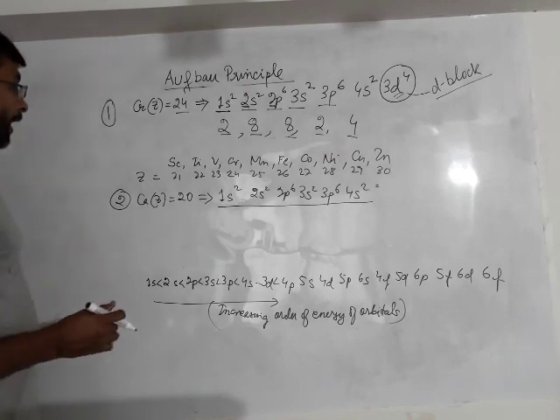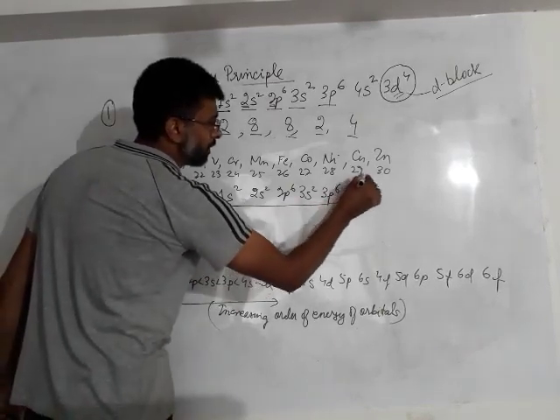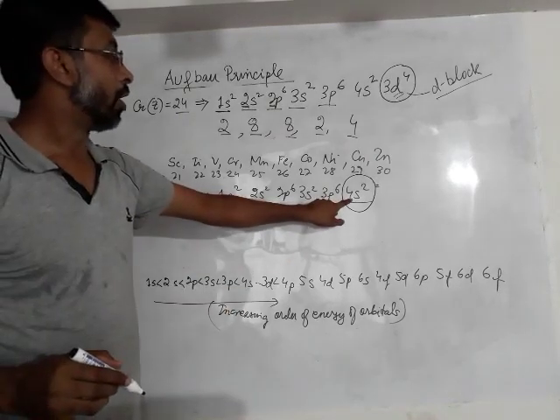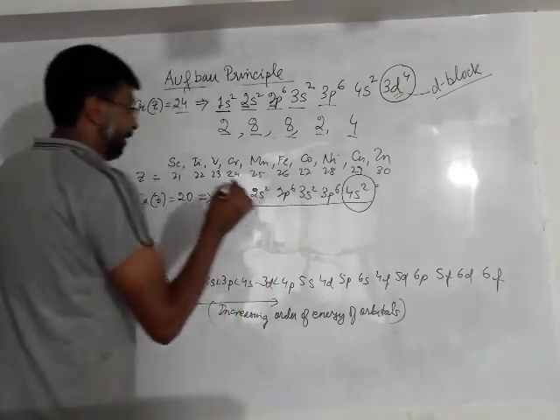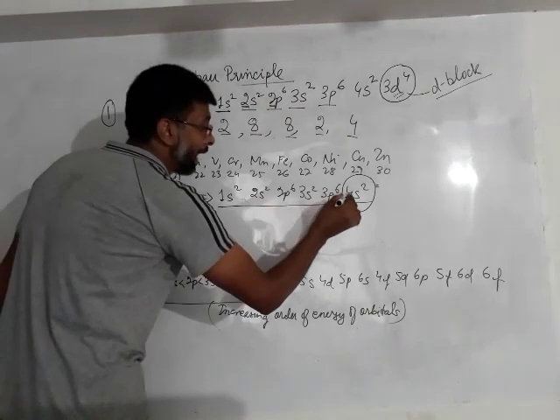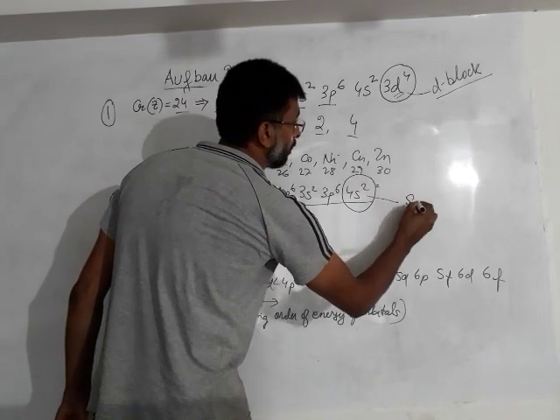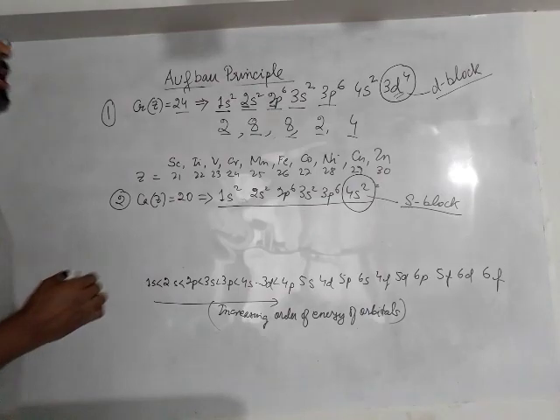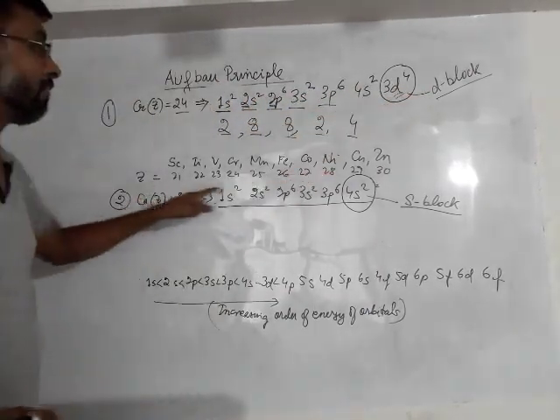Now if you look at the last shell of calcium, it is the 4s orbital, the s subshell. The last 2 electrons of calcium are entering the s orbital. That is why calcium belongs to the s block of the periodic table. One example I have done for the d block, one example for the s block.